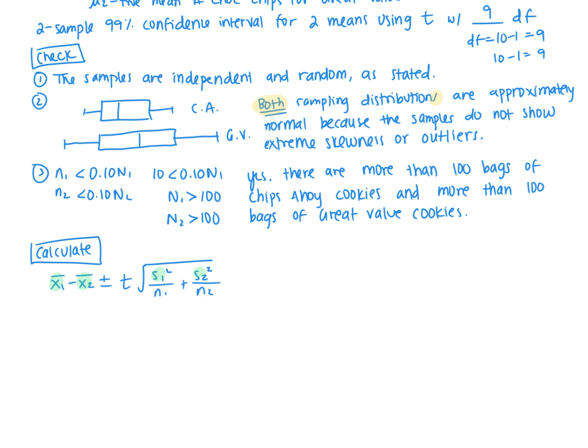You have two different options on the calculator. Option 1, you can do 1 var stats for list 1. That would give you the first sample mean and the standard deviation. And then you would do 1 var stats for list 2. And that would give you the second sample mean and the second standard deviation.